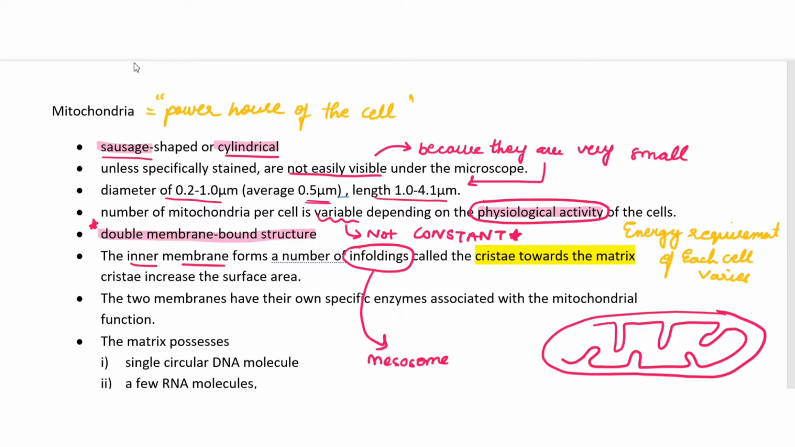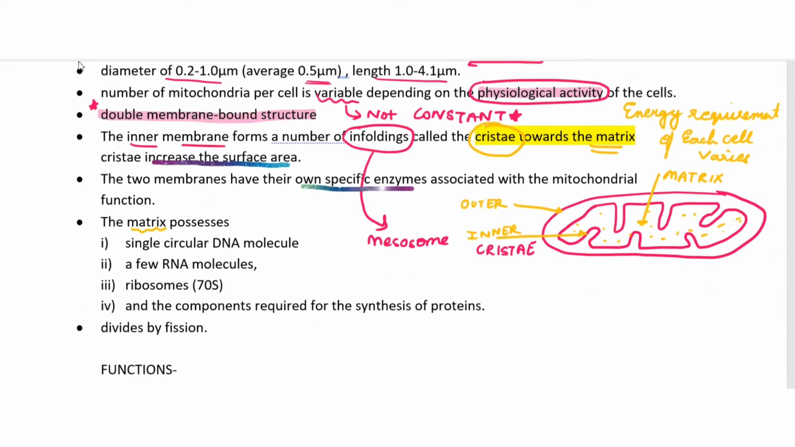So here there are two membranes, outer and inner, and these two membranes have their own specific enzymes associated with their function. So the matrix here is the cytoplasm of the mitochondria. It possesses a single circular DNA molecule, and a few RNA molecules. So there is only one DNA molecule and a few RNA molecules. Note the difference. And ribosome of 70S type, smaller than the cytoplasmic ribosome, and other components required for protein synthesis.